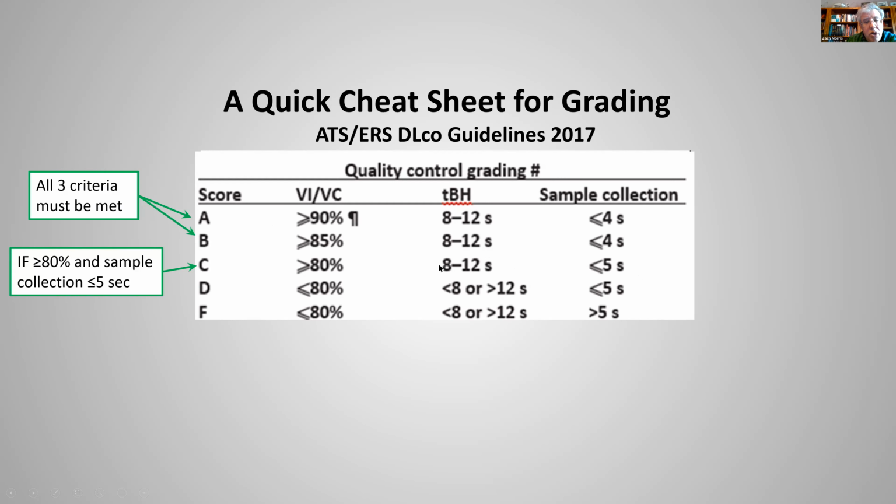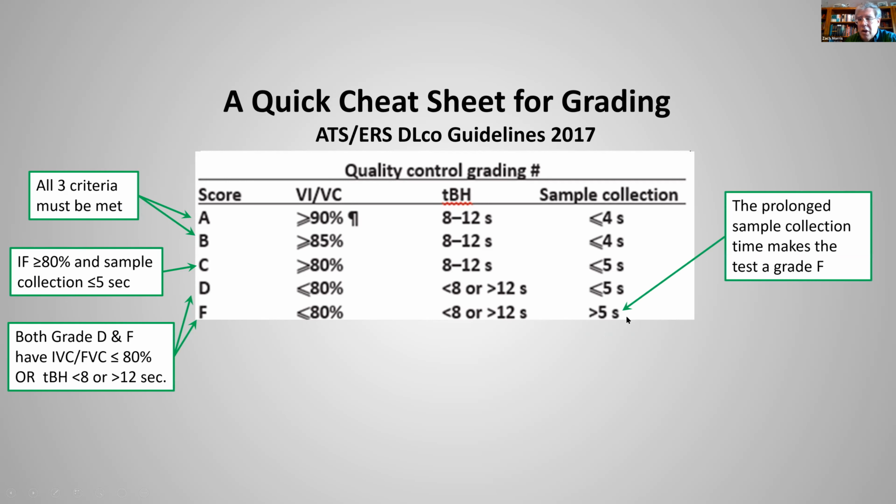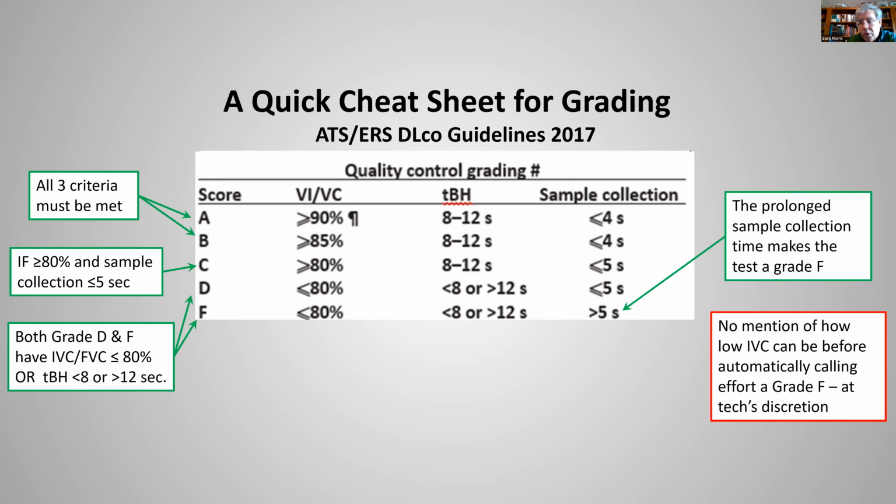The breath hold time still needs to be good, 8 to 12 seconds, but the sample collection now can be less than or equal to five seconds. For grade D and F tests, notice they both have the same IVC, less than 80%. If the breath hold time is either a little less than 8 or greater than 12 seconds, it makes it automatically a grade D. Less than 80 makes it a grade D. Outside these parameters makes it a grade D. But what makes it a grade F is if the sample collection time is greater than 5 seconds. That's really the only difference there.